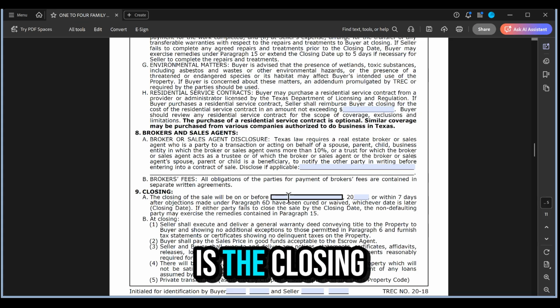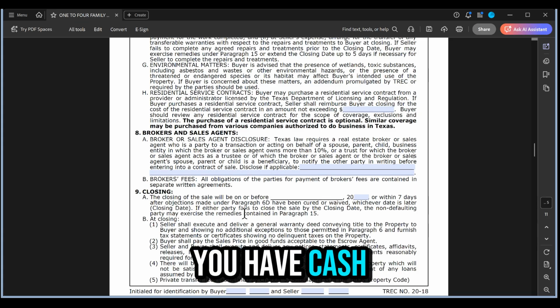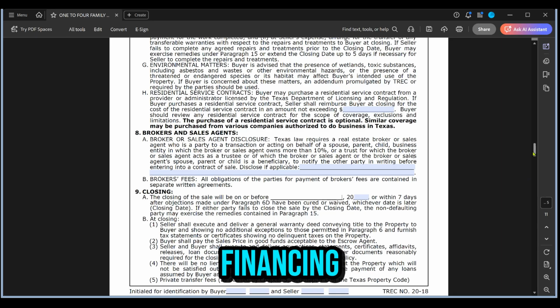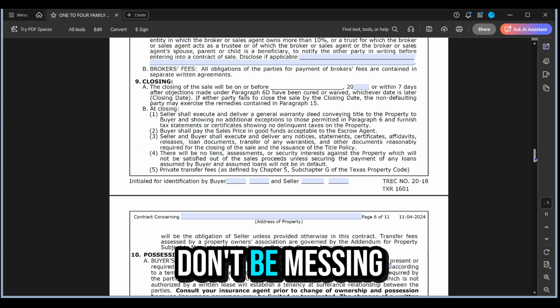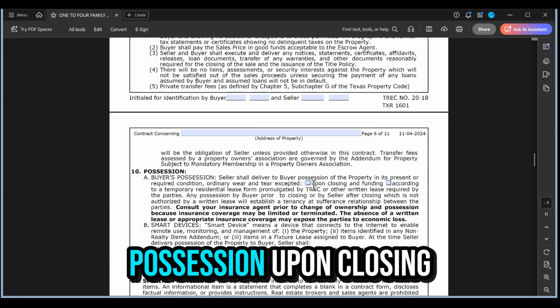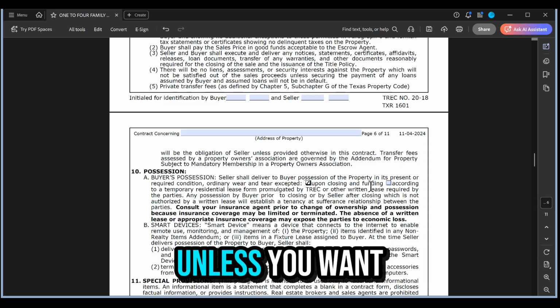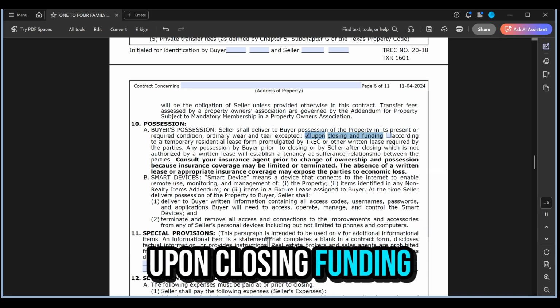The closing, this is the closing date, so this is important. You just give yourself 30, 45 days unless you have cash. 30 days is good for financing as long as you move and you give the loan officer your docs fast. Don't be messing around. Buyer and seller initial every page. This is the address. Possession is upon closing and funding, unless you want to do it according to a temporary residential lease. But 99% of the time, it's upon closing and funding.